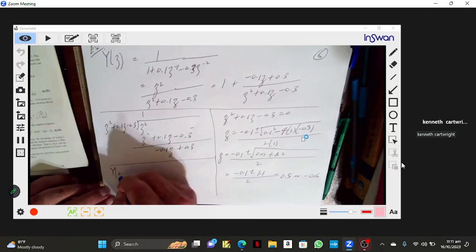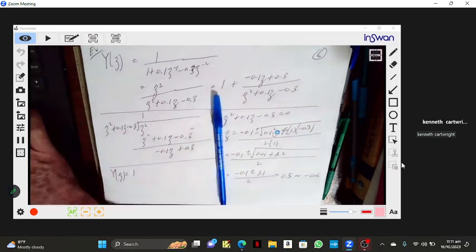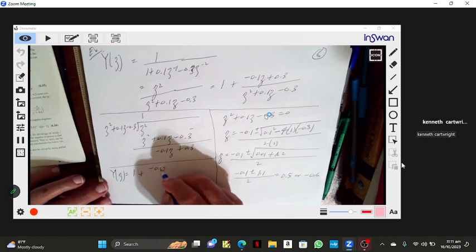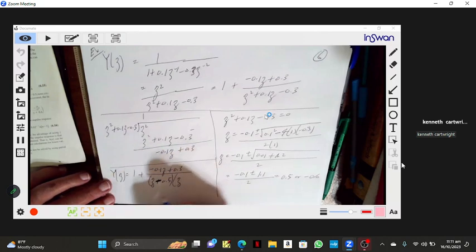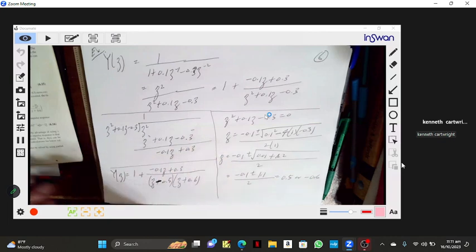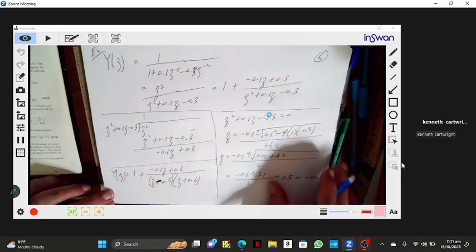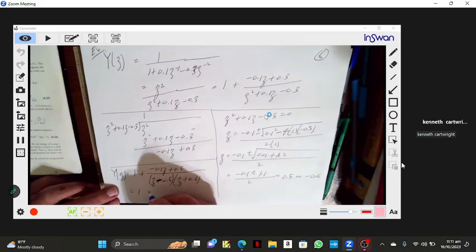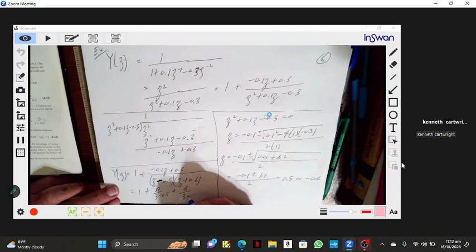Therefore, Y of z equals 1 plus negative 0.1 z plus 0.3 over z minus 0.5, z plus 0.6, which of course is 1 plus a over z minus 0.5 plus b over z plus 0.6.